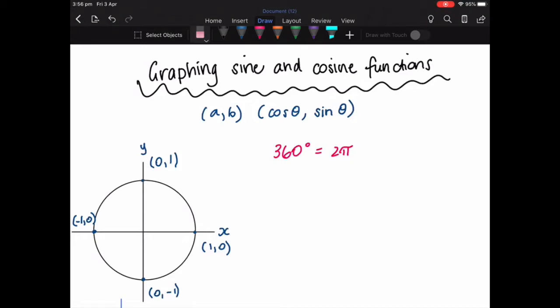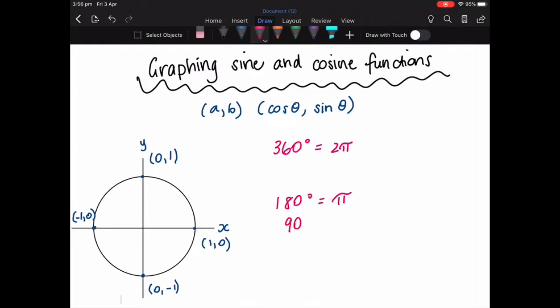Actually, let's quickly write out some conversions. So if 360 degrees is 2 pi, that means 180 degrees would be pi because it's half of 2 pi. And then 90 degrees would again be half of 180. So that would be pi divided by 2 radians. And let me just write radians to be clear what we're doing here. Now, as you can see, our unit circle is broken up into quarters, every 90 degrees, and we're going to do the same here.